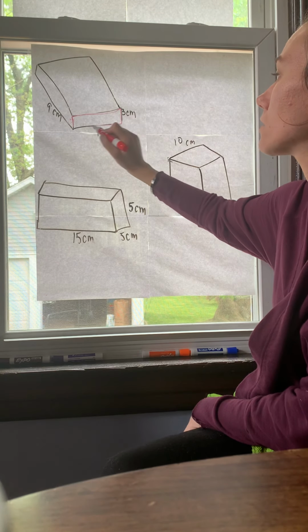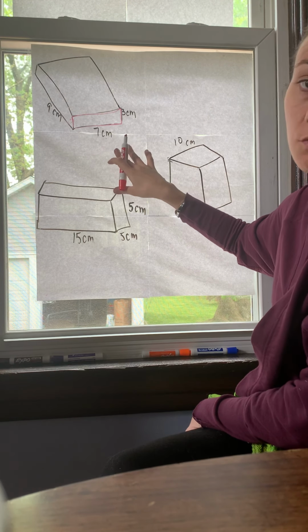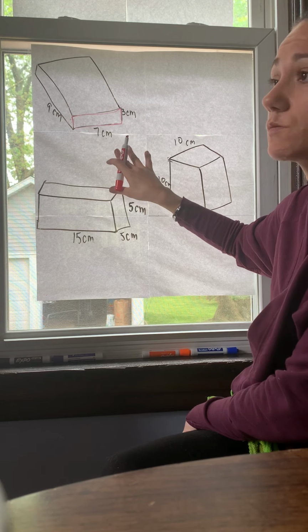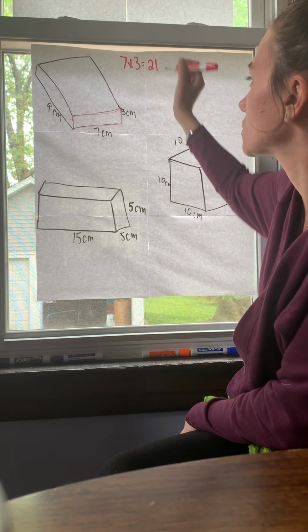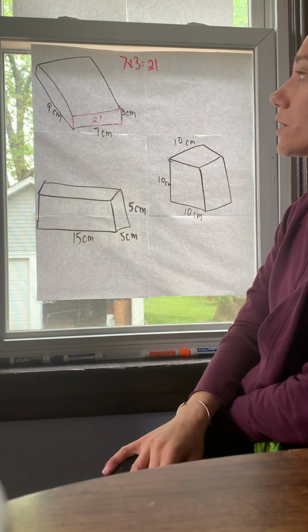this right here is a rectangle. And what you're going to do is, you know that to find the area of a rectangle is length times width, so you're going to multiply 7 times 3, and that equals 21. So right here you have 21.